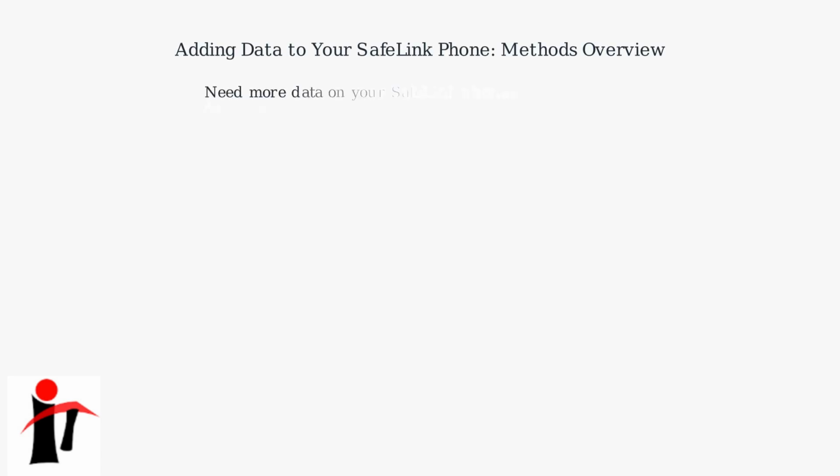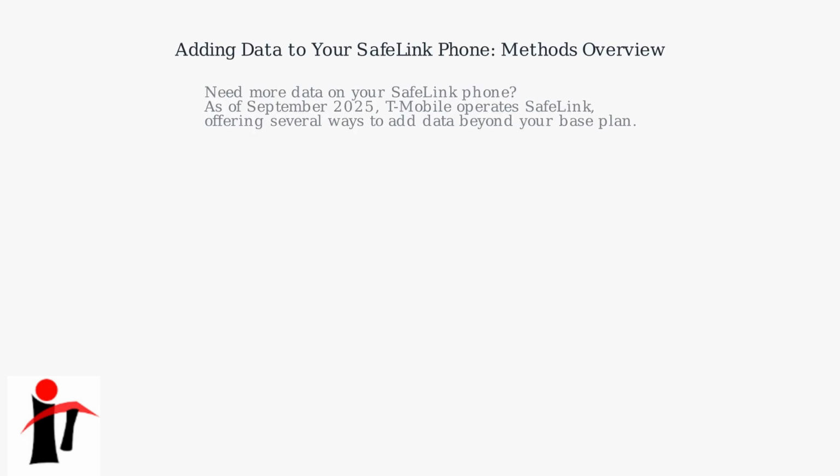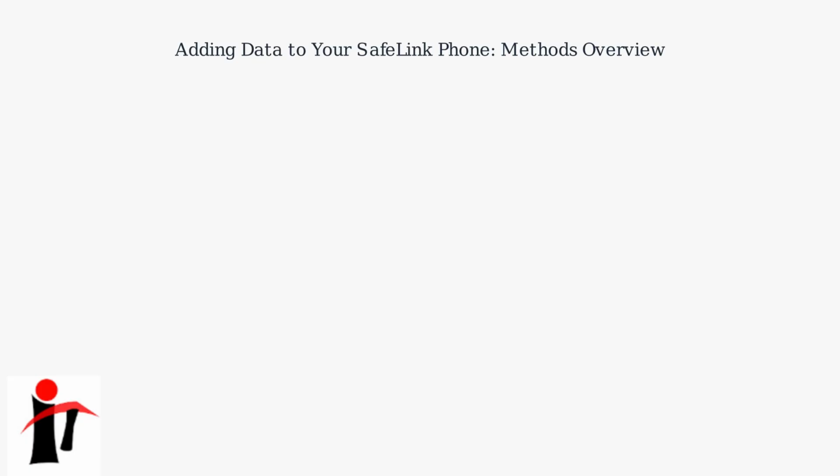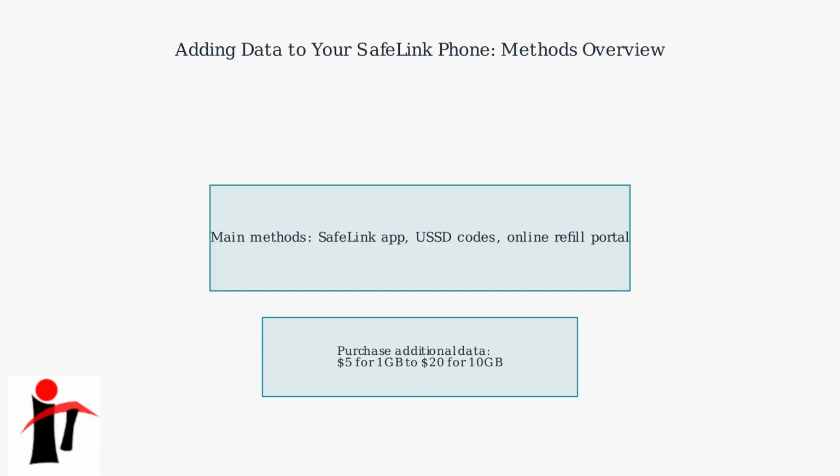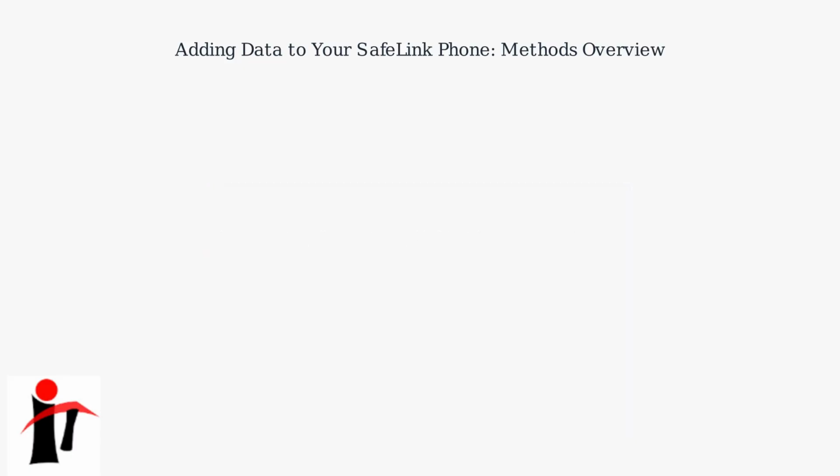Need more data on your SafeLink phone? As of September 2025, T-Mobile operates SafeLink, offering several ways to add data beyond your base plan. The main methods are the SafeLink app, USSD codes, and the online refill portal. Each provides a way to purchase additional data, ranging from $5 for 1 gigabit to $20 for 10 gigabits.